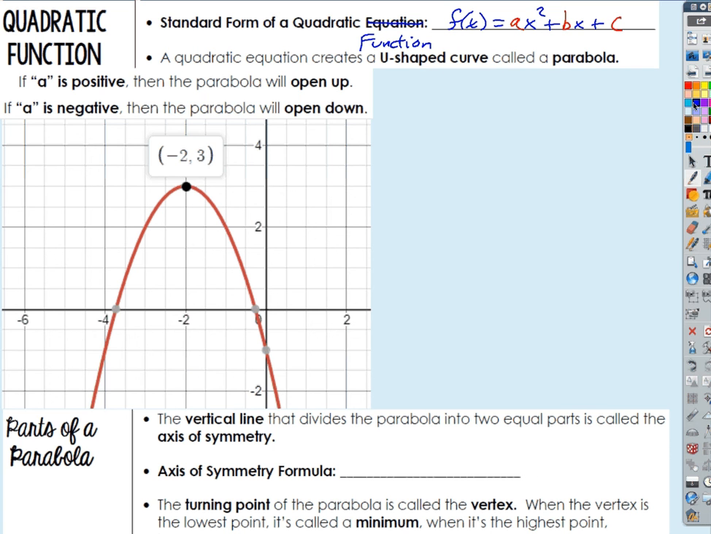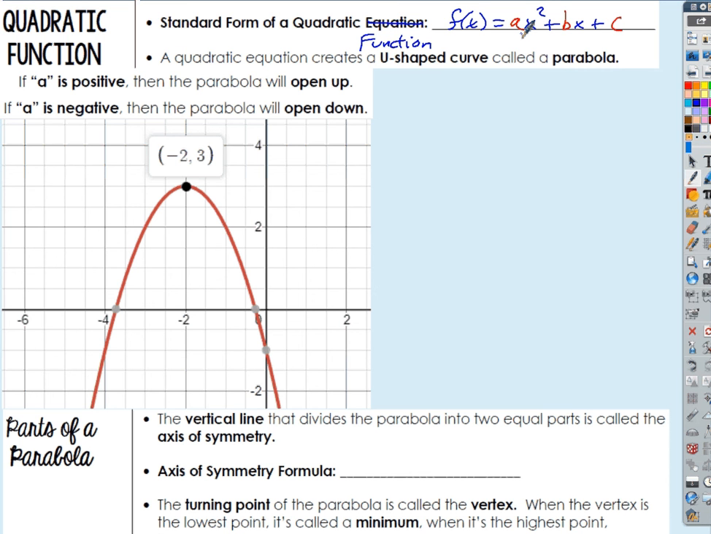Y equals x squared is just a really simple parent graph, the simplest possible parabola. Some things we've got to know though. If A is positive, then the parabola opens up. If A is negative, then the parabola opens down. It turns out that the A in standard form is, conveniently, exactly the same thing as the A in vertex form. It tells us the same information.